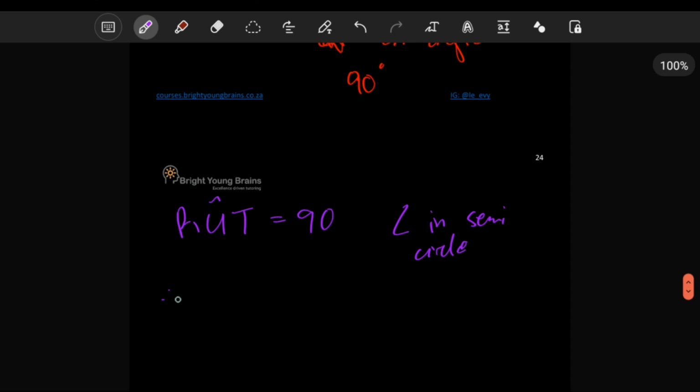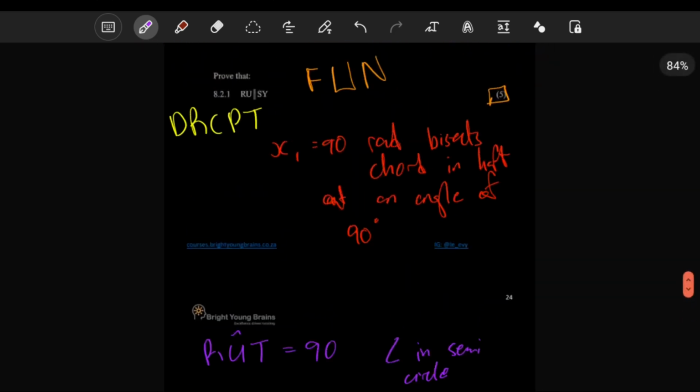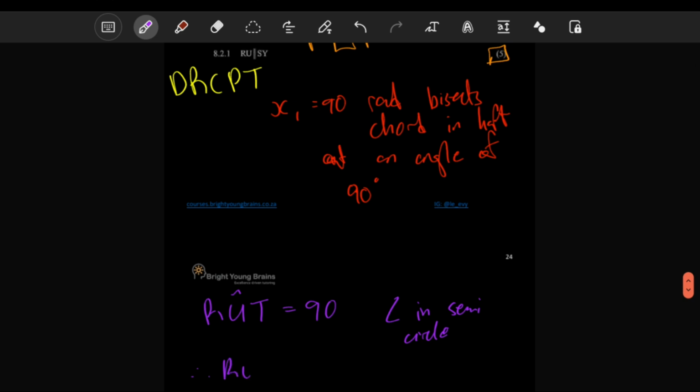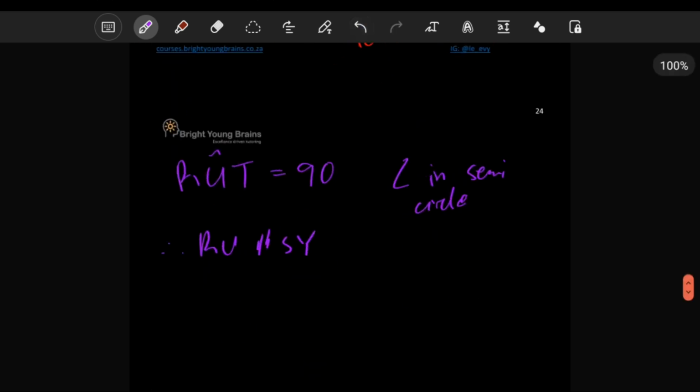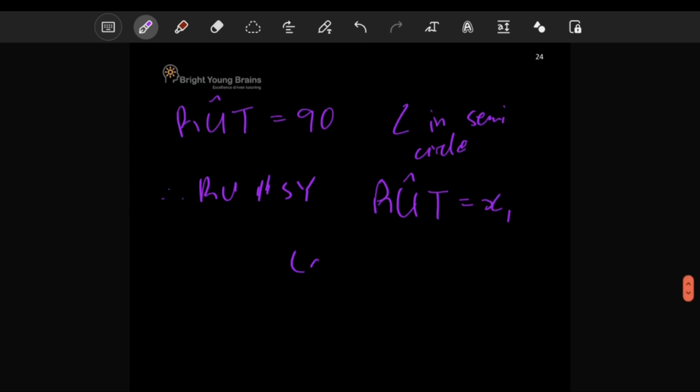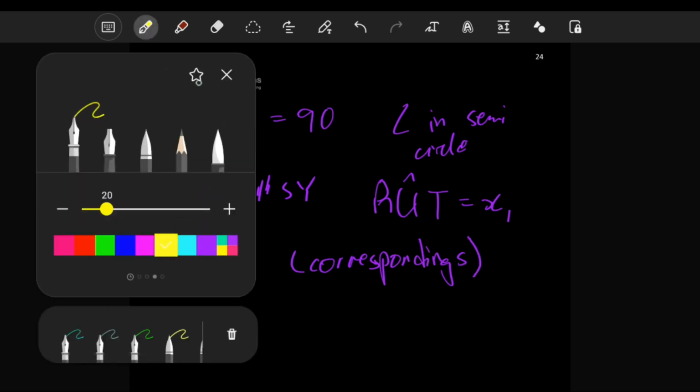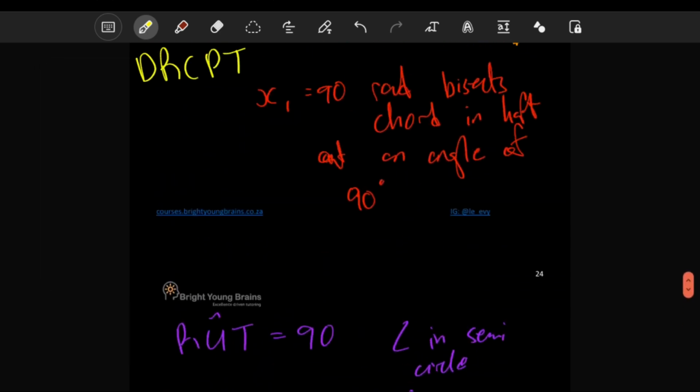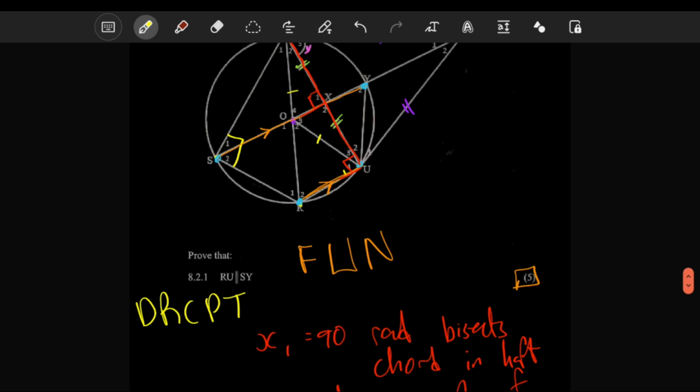So here we can say therefore these are parallel because we have corresponding angles. Therefore RU is parallel to SY. The reason is we have found corresponding angles that are equal, because RUT is equal to X1, and the reason here is corresponding angles. So by writing corresponding angles, we prove that the lines are parallel. Wow, I can't believe it took long on this 5-mark question.